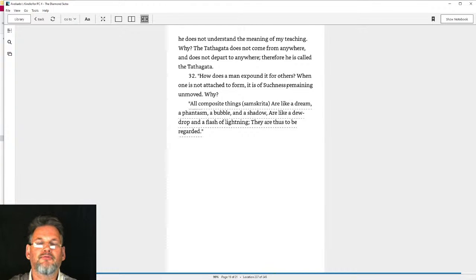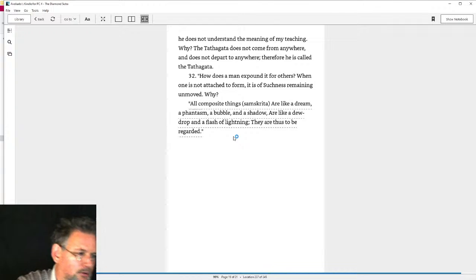Because if we try to define it, we fail. We cannot define something that's unmanifest. So, how does a man expound it for others? When one is not attached to form, it is of suchness remaining unmoved. Why? All composite things, X3, are like a dream, a phantasm, a bubble, and a shadow. All composite things are like a dewdrop and a flash of lightning. They are thus to be regarded. So they have beginnings and ends, right? A dewdrop or a flash of lightning, they're just there and then they're gone.